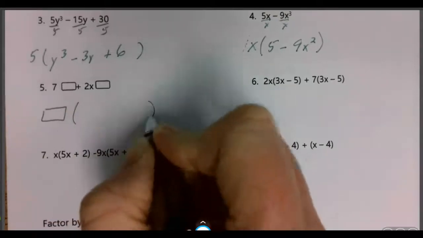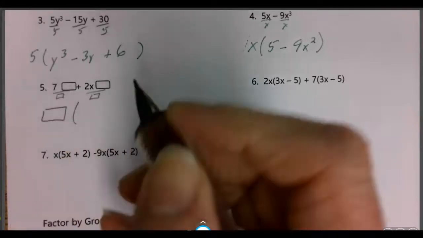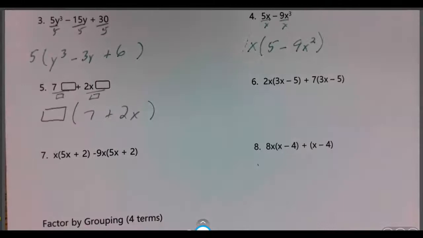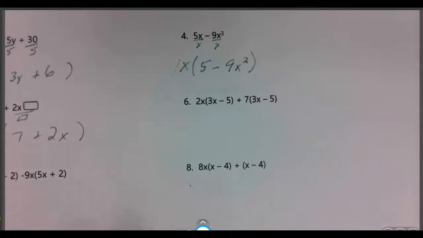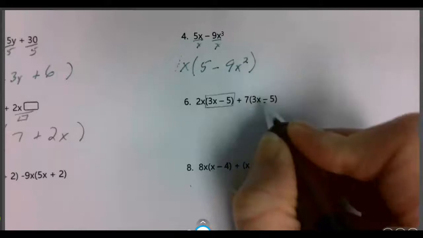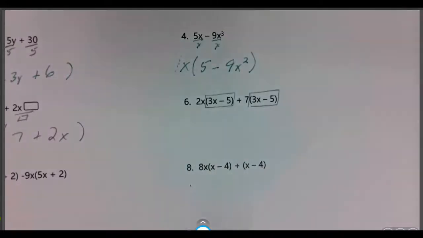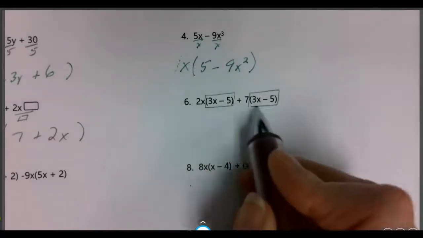If I factor out the box, what do I have left? I have 7 plus 2x. Yes? Okay, there's a point to this. Stay with me. Look at number 6. Number 6, if I put a box around this, do you see how those are both the same? So what happens is my greatest common factor is actually a binomial. My greatest common factor is a binomial.